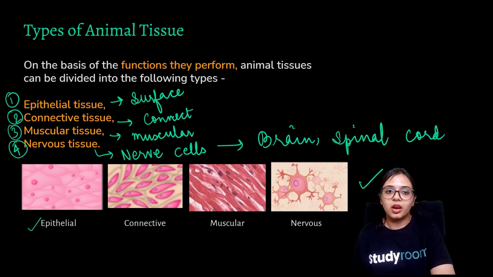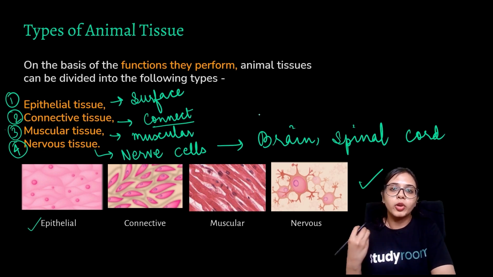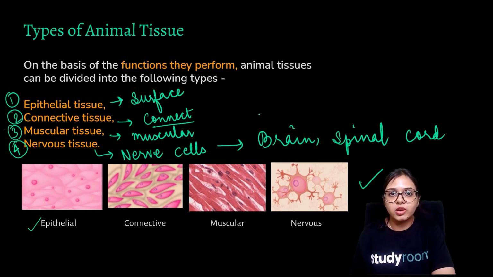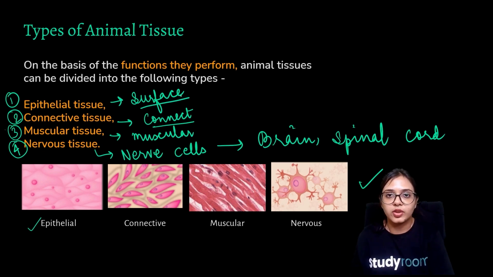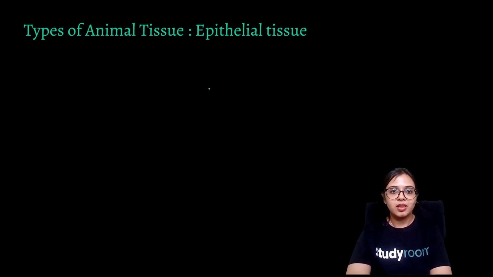For example, a connective tissue must connect, or it must form or occupy most of the spaces in the animal body, whereas the epithelial tissue must perform some surface functions, such as protection, secretion, etc. So this is what we'll be learning in the animal tissue part.